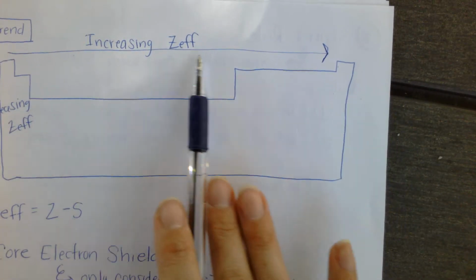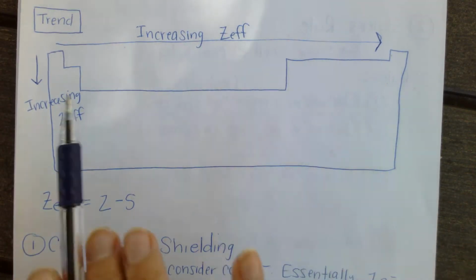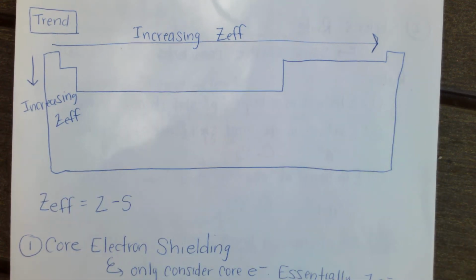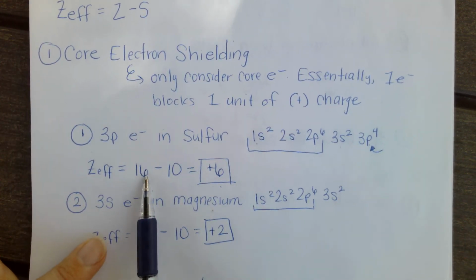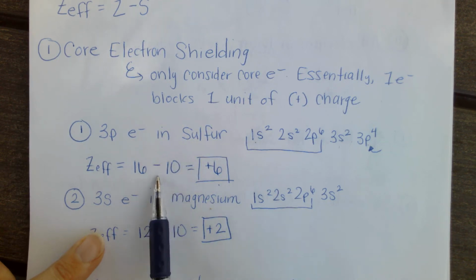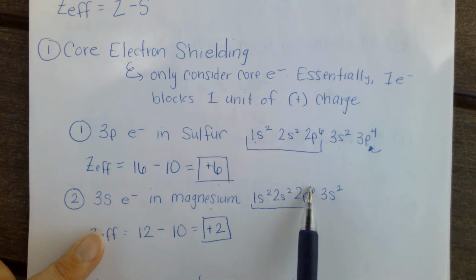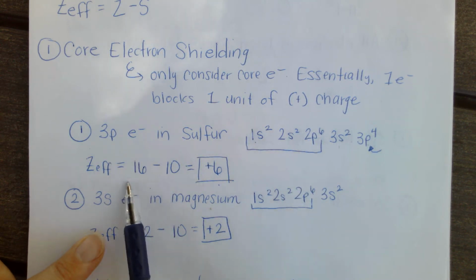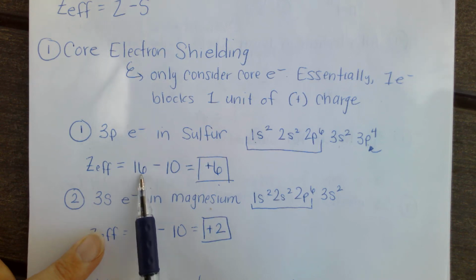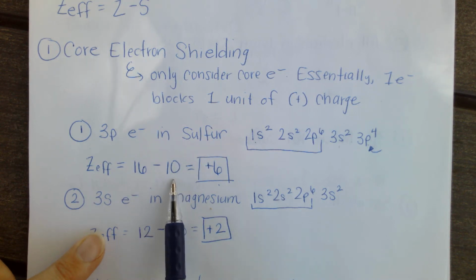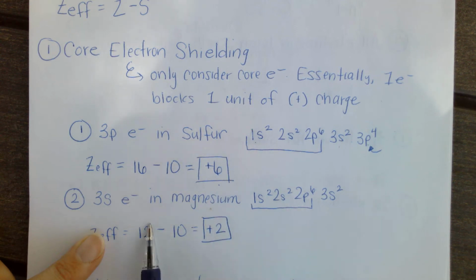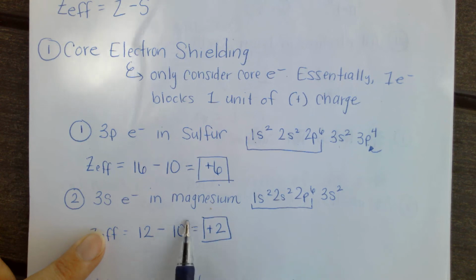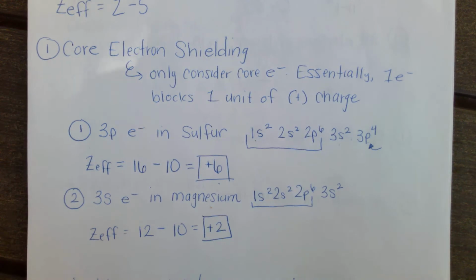This increase comes from the fact that we are adding more protons into the nucleus, but we're not really changing the electrons that are screening. We still have those same core electrons screening for both of these, but the difference is sulfur has 16 protons, only 10 screen, to give it a +6. For magnesium, we have only 12 protons in the nucleus with the same 10 core electrons screening to give us that +2. So that one makes sense.